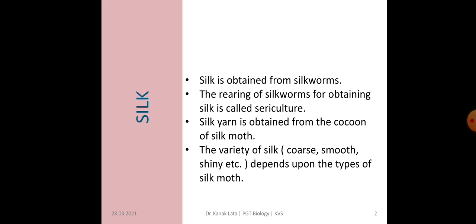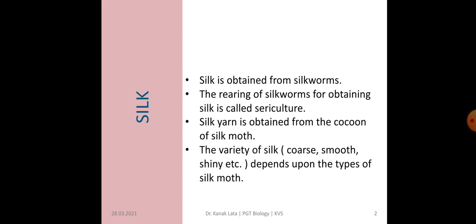First, it is about silk. Silk is a fiber which is obtained from silkworm, and the rearing of silkworm for obtaining silk on a large scale is called sericulture. So in sericulture, what we will do? We will rear the silkworm in order to get the silk.